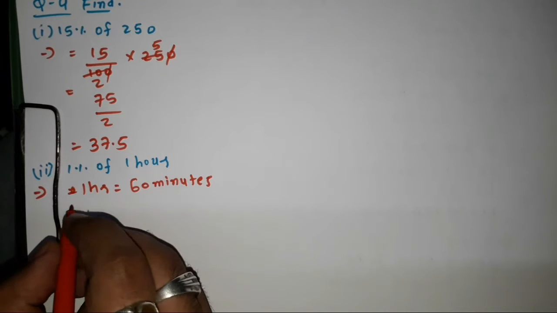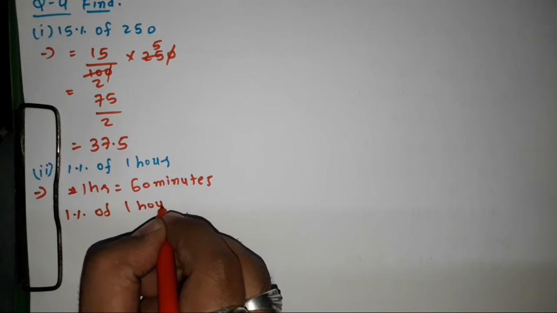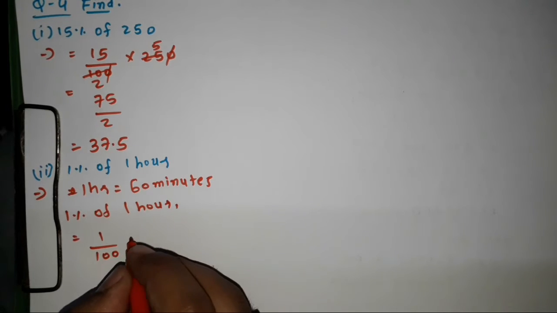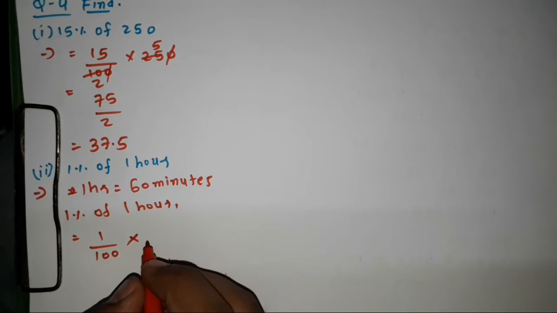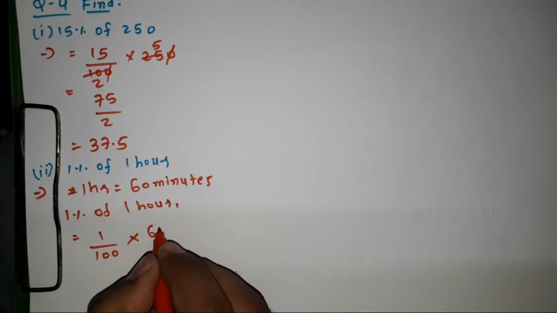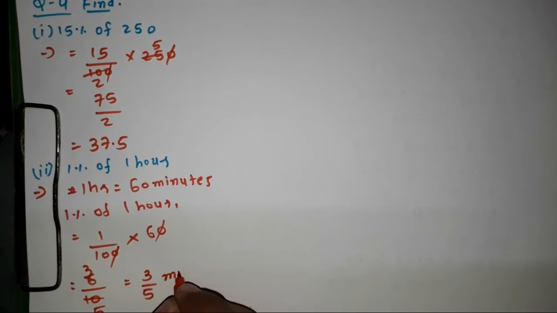So first we will write 1% of 1 hour is equal to 1 upon 100, because we have to find 1%. To remove the percentage, we divide by 100, multiplied by 1 hour. 1 hour is equal to how many minutes? 60 minutes. So here I will write 60. This 0 will be cancelled. So the answer is 6 divided by 10. What is the reduced form for that? 2 5s are 10, 2 3s are 6. So this is 3 upon 5, but it is in minutes.